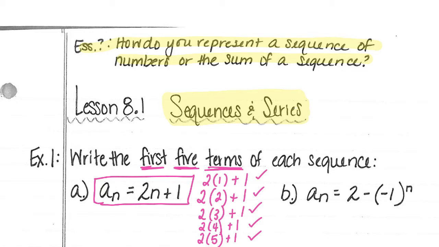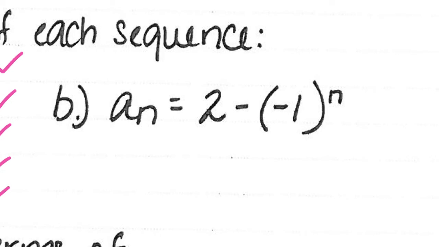Now, I have not answered the question. So 2 times 1 is 2, plus 1 is 3. 2 times 2 is 4, plus 1 is 5. 2 times 3 is 6, plus 1 is 7. And then we have 9 and 11. You'll see a little pattern here, 3, 5, 7, 9, 11, and those are going up by odd numbers. Hopefully on the next one, you'll see a pattern as well.